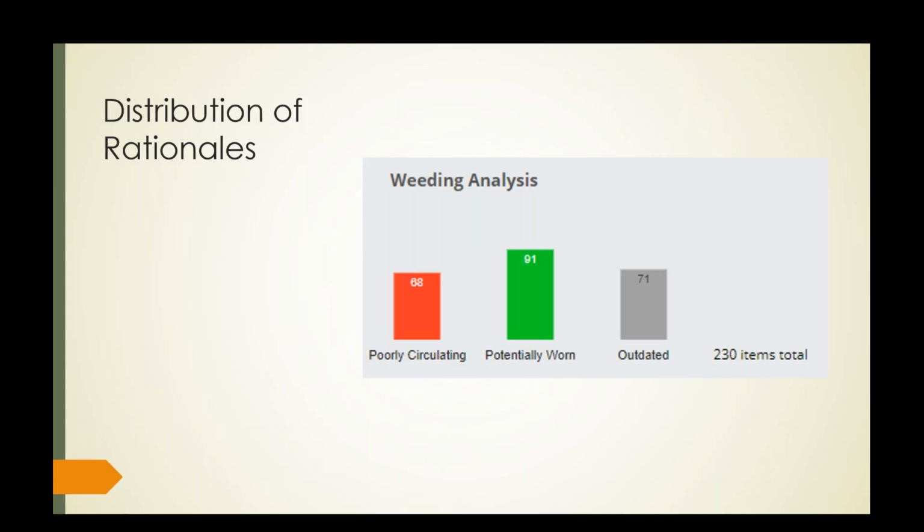And then the rationales, that means the results will be given to you based on these reasons, essentially, and that's whether or not something's poorly circulating, potentially worn, meaning it's high circed, or outdated, as in it's aged. And you can look at these all separately or together in combination. They may overlap, so you might have things that are poorly circulating and outdated at the same time.